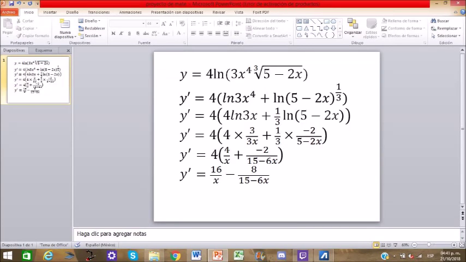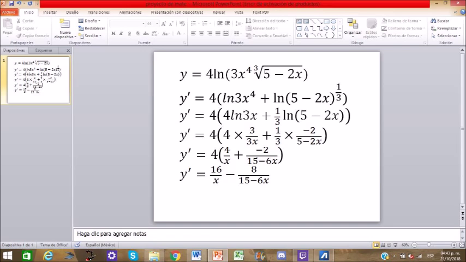Hello everyone, I'm Guillermo, and I will explain problem number 4, which is the following. y equals 4 natural log of the quantity 3x divided by 4 times the cubic root of 5 minus 2x.